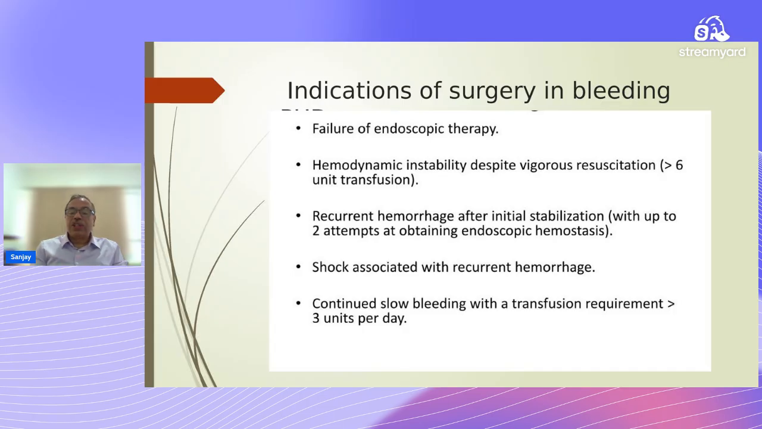Recurrent hemorrhage after initial stabilization would be another indication for surgery. Any shock associated with recurrent hemorrhage or hemodynamic instability, and continued slow bleeding, if it occurs with a transfusion requirement of more than 3 units per day for at least 48 to 72 hours, would be another indication for open surgery in a patient.